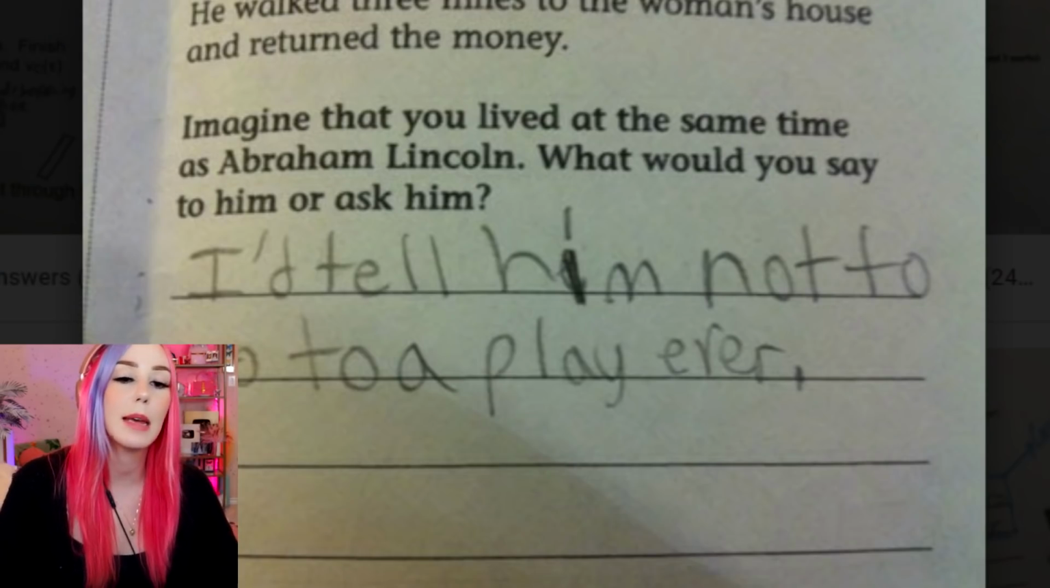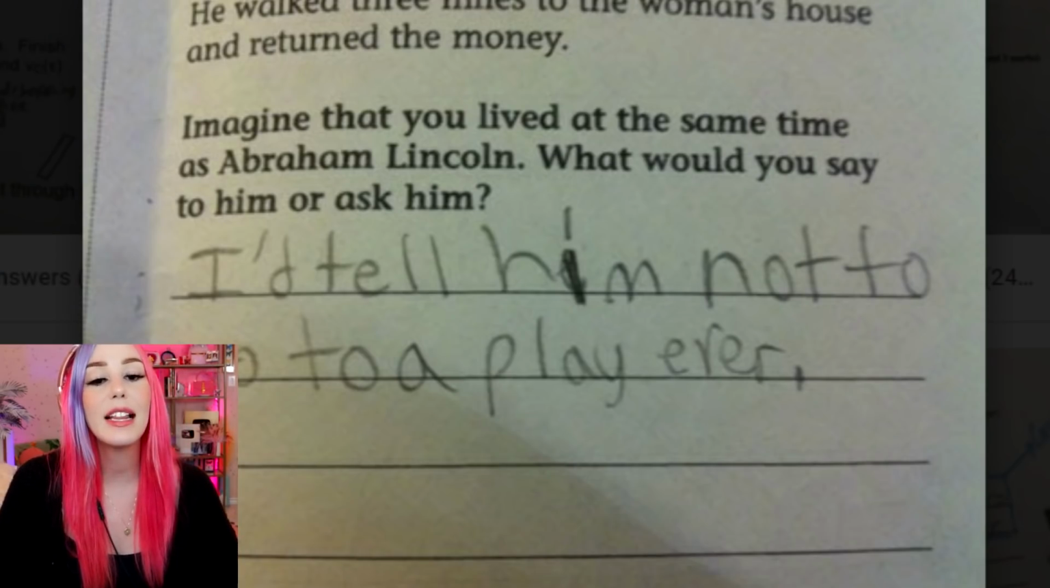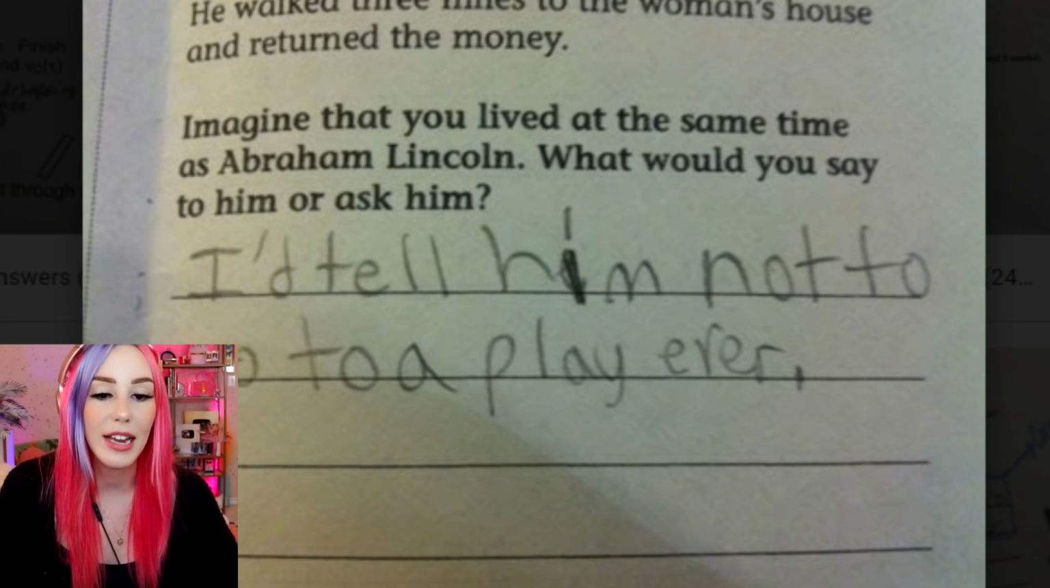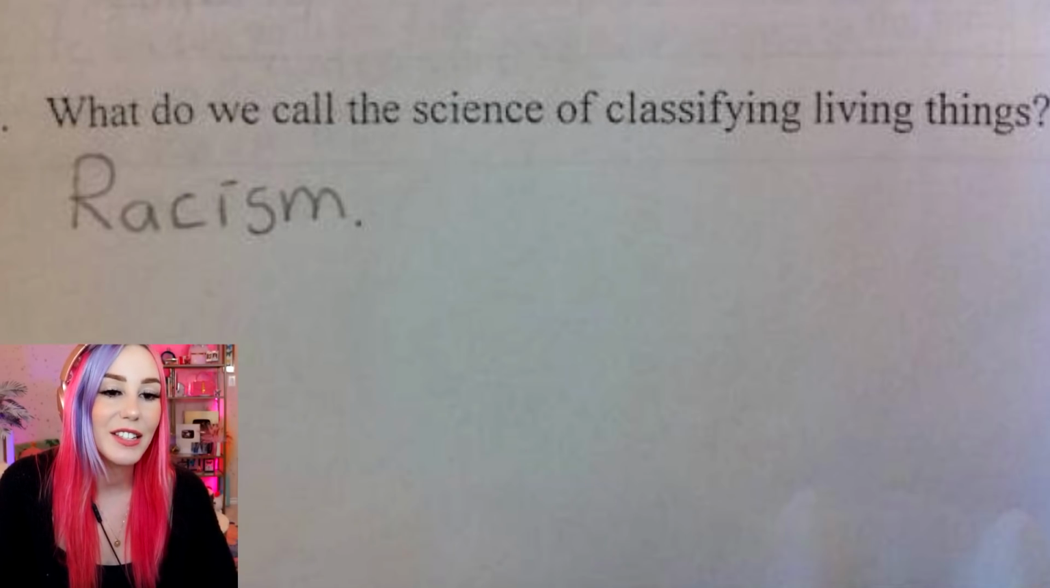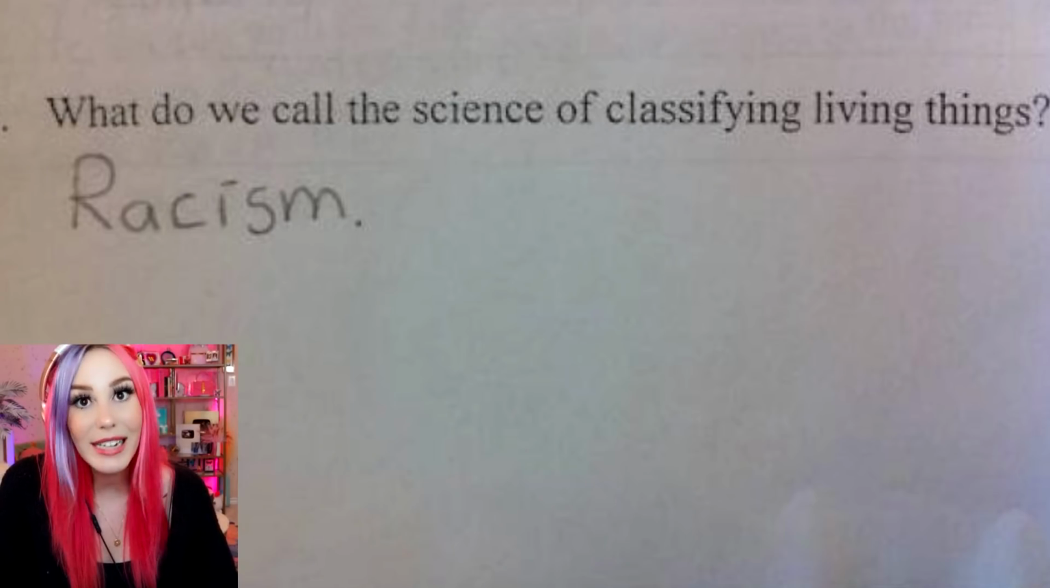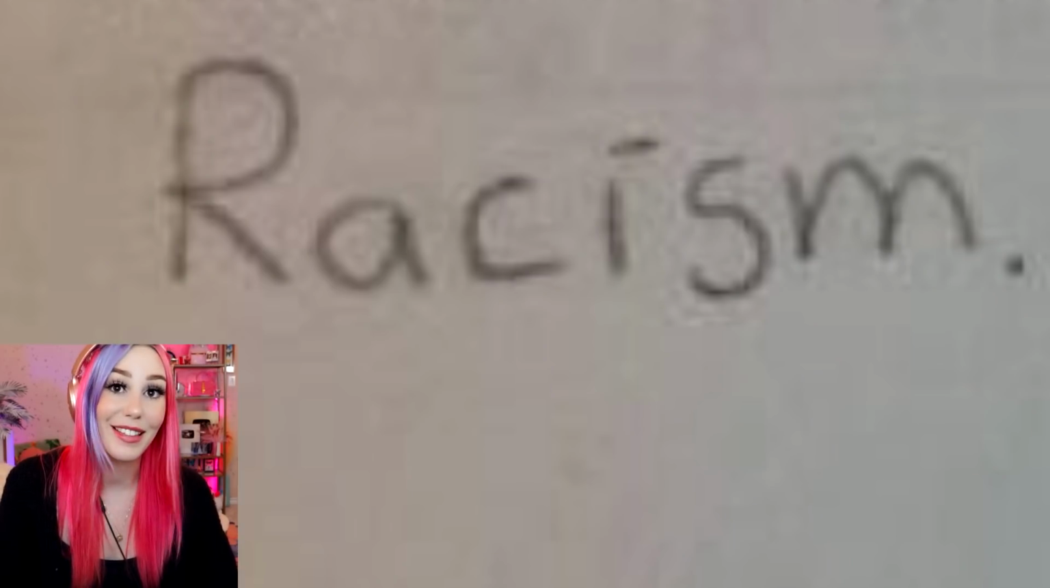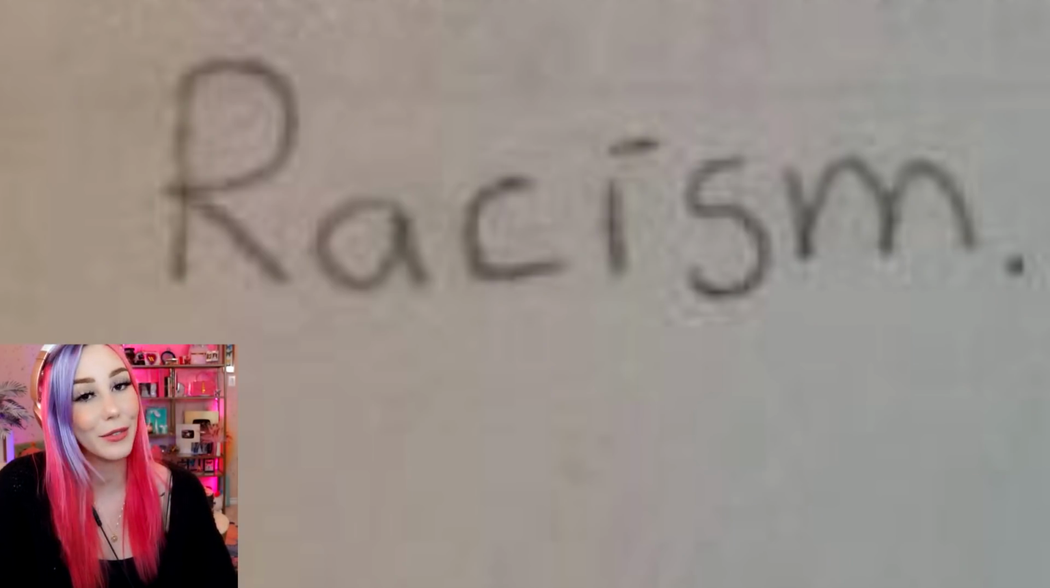Imagine that you lived in the same time as Abraham Lincoln. What would you say to him? I'd tell him not to go to the player. I think he meant theater. Probably a good choice. What do we call the science of classifying living things? Racism. Got really deep right there, but technically it's not really wrong, right?